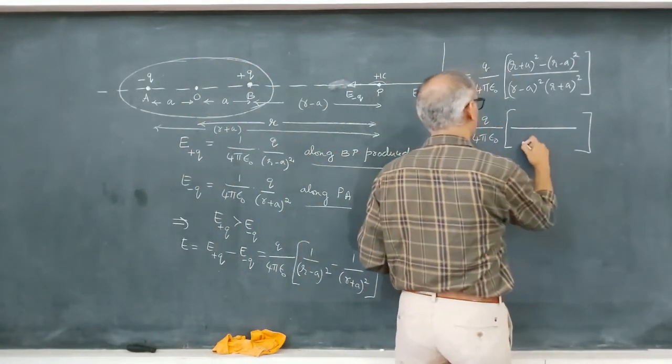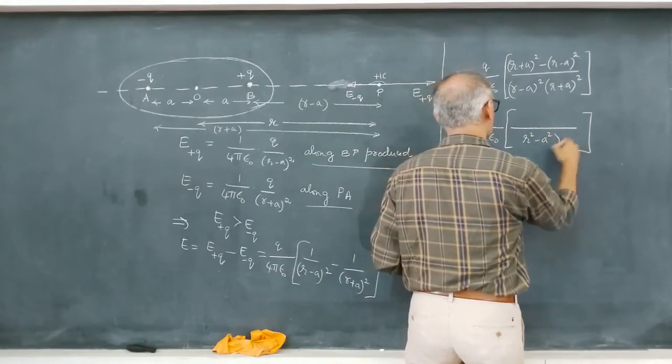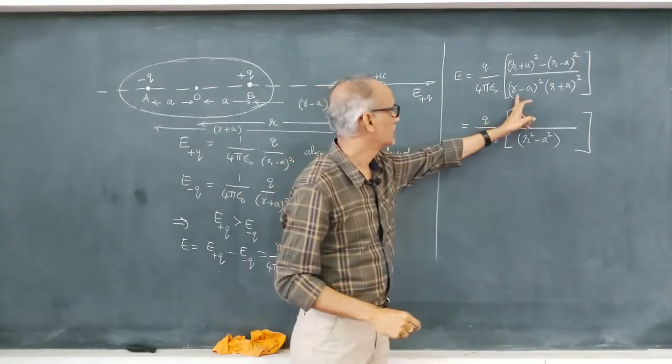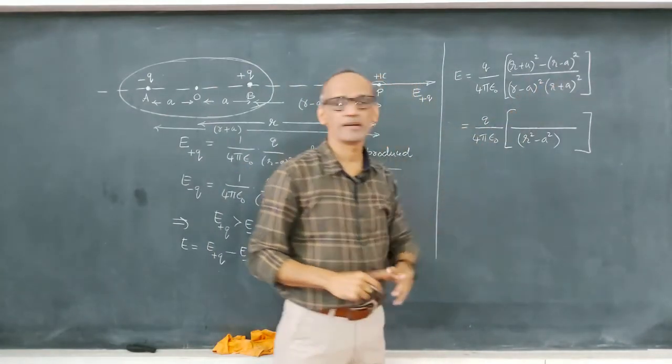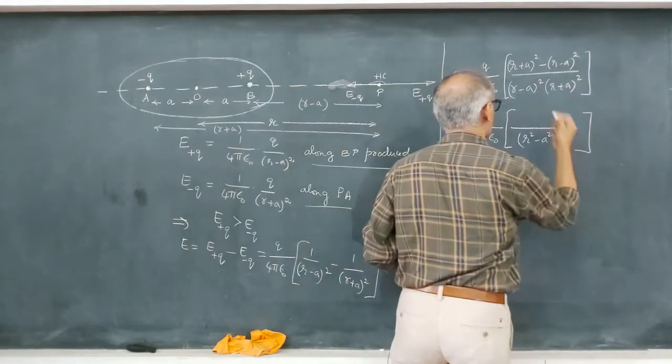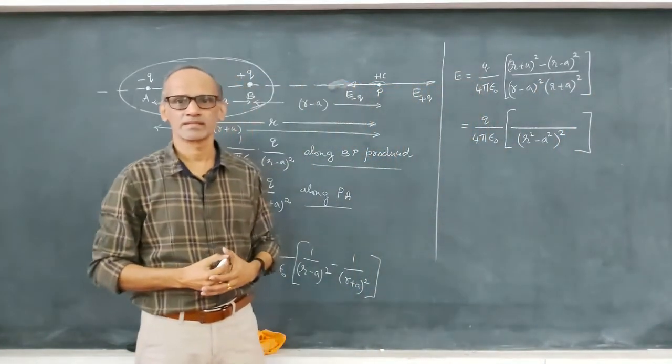So what do we write? It's R square minus A square. Correct? That is without considering the power. Correct? So now since there is a common square, I will write that as a square.